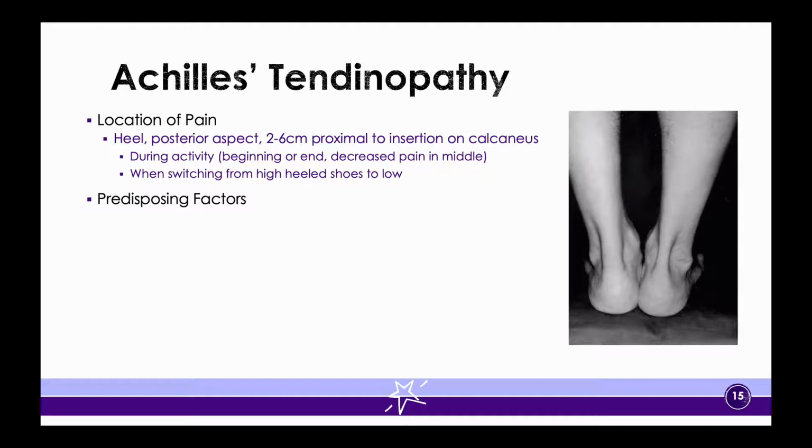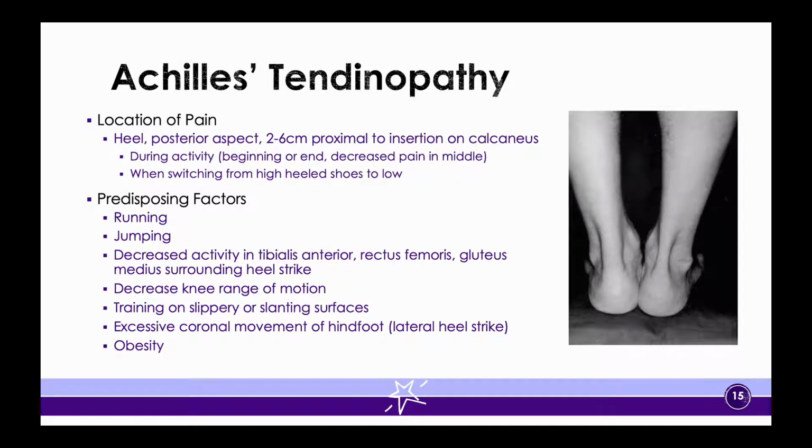And you can actually see in this picture the swelling, the difference that you can see between the Achilles tendon here on the right foot as normal and on the left foot when it's inflamed. So as far as predisposing factors go, a person who is running or jumping a lot, you're using a lot of calf muscle there, and so that will tighten up over time.